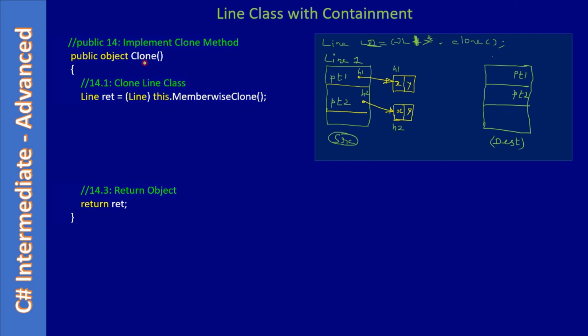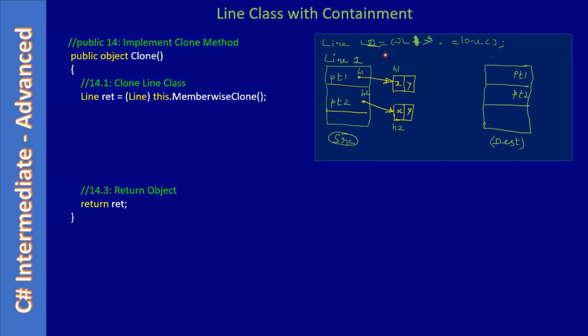Previously, when we implemented the clone, the member-wise clone performed a bit pattern copy. It directly copied the integer values X and Y, since the compartment content is a value itself. When we copied it, we didn't see any problem. But here the compartment content is not a value, it's a reference. So this is the PT1, but PT1 stores address H1 that is pointed by this PT1.